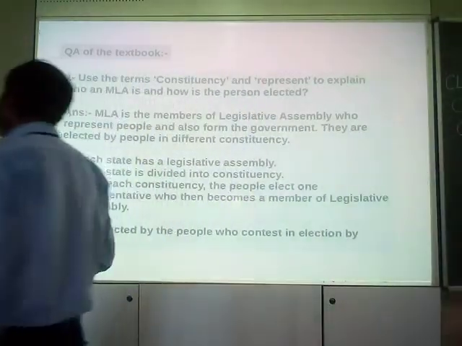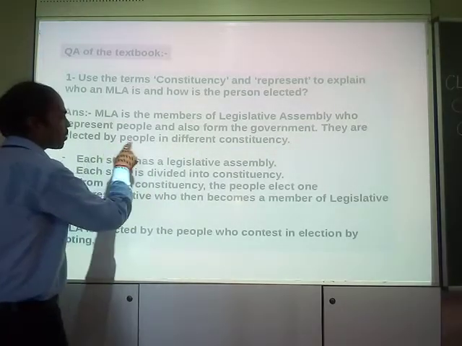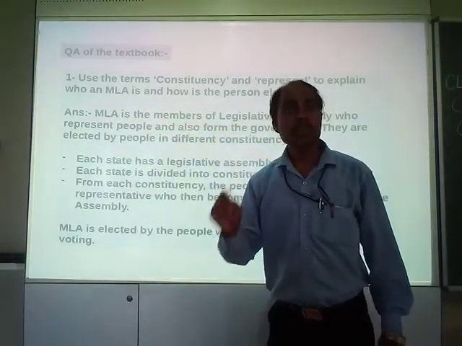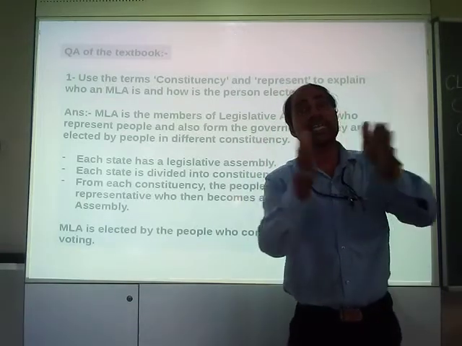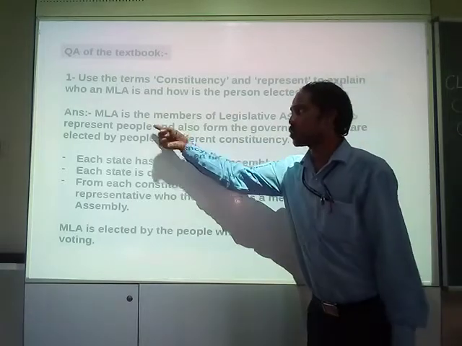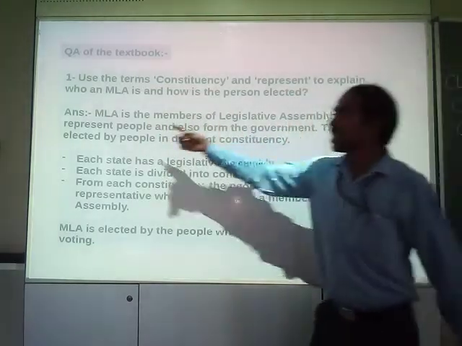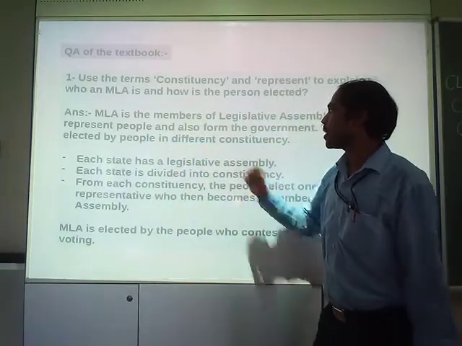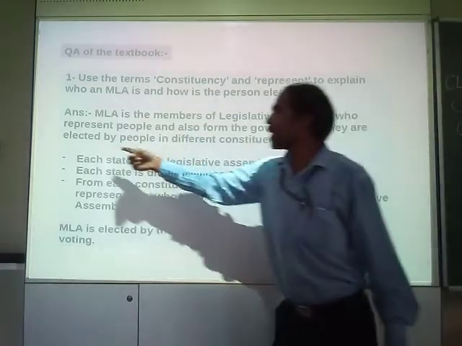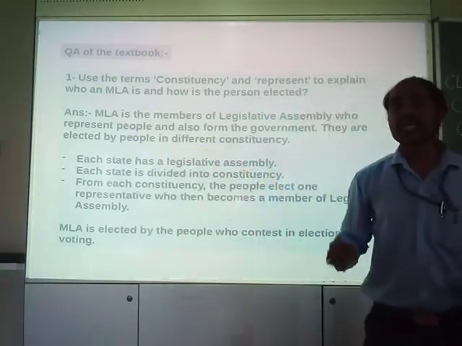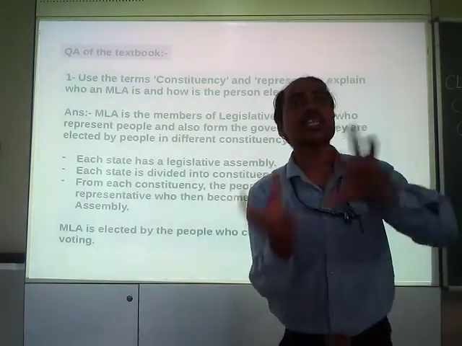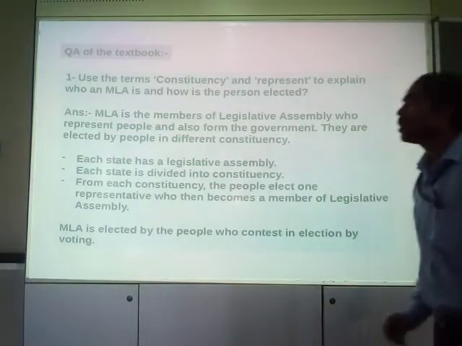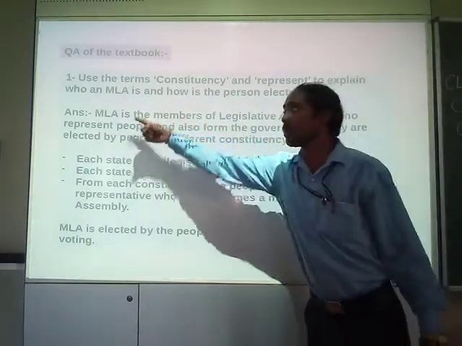So he forms the government. They are elected by people in different constituencies. Who elects MLA? People. Common people living in different constituencies, different regions, different areas. So MLA is a member of legislative assembly who represents people and also forms the government. The word represent comes over here, and constituency. They are elected by people in different constituencies, that means people living in different regions elect that MLA. Clear? Now, how is this person, the MLA, elected?